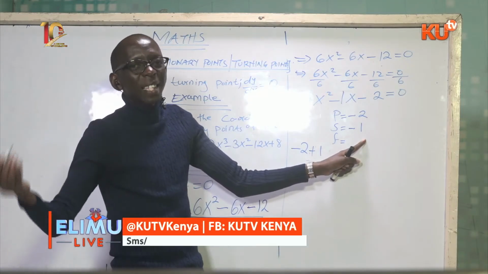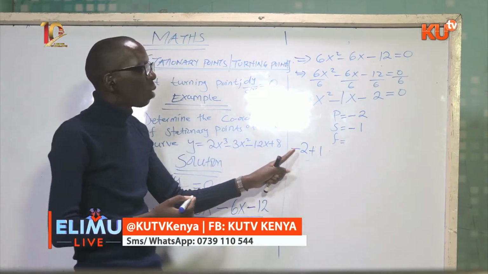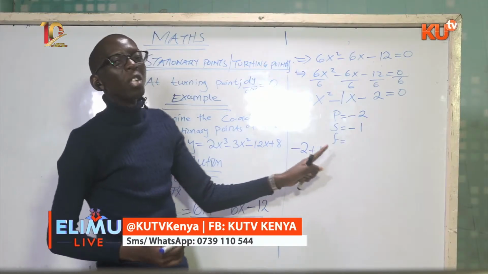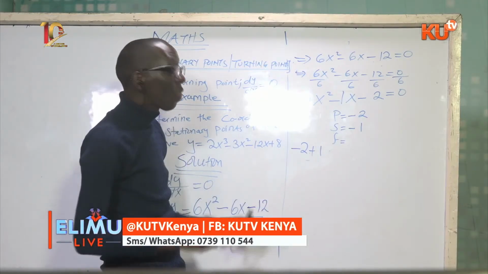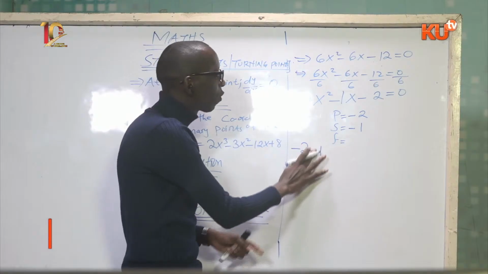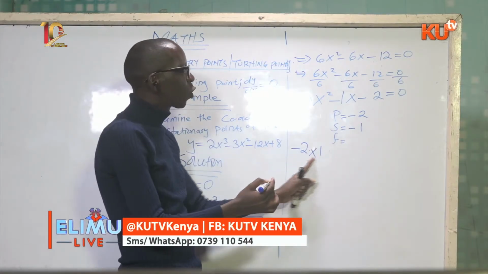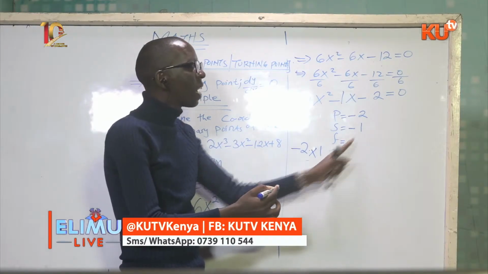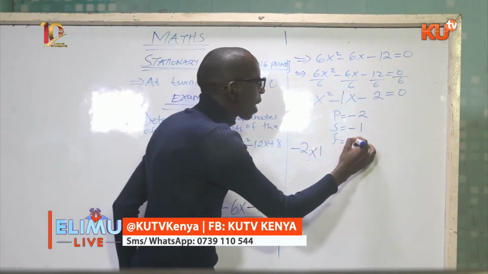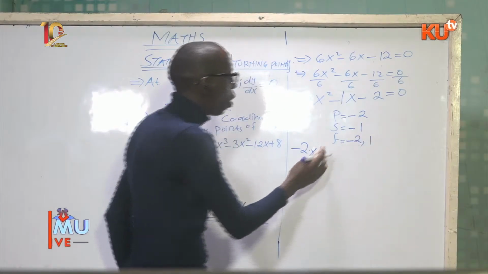If the answer is yes, then your factors will be negative 2 and positive 1. Therefore, the answer is yes. Negative 2 times 1 is negative 2. Negative 2 plus 1 is negative 1. Therefore, our factors are negative 2 and 1.